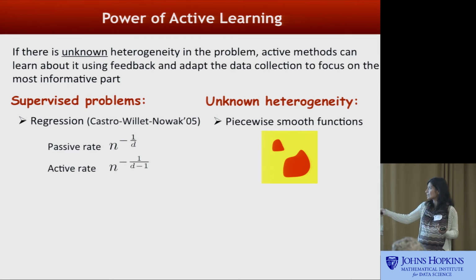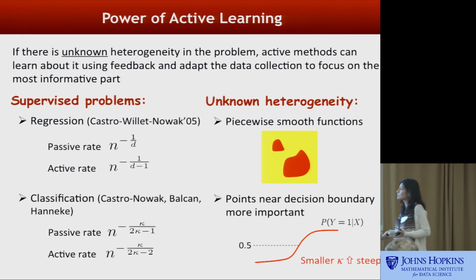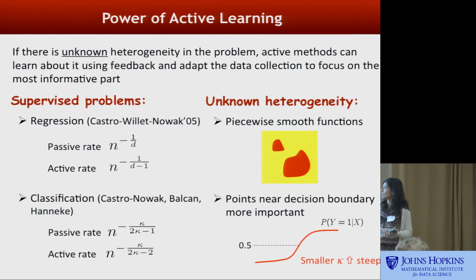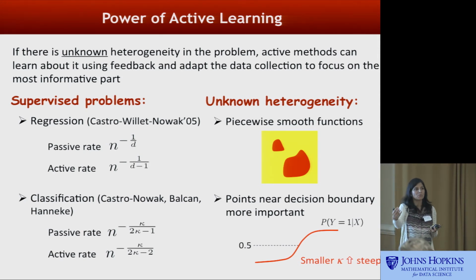And another natural, like this might seem a little constrained. When do you have piecewise smooth functions? A natural setting that comes up is classification. Think of this as one class, and this is another class. This is the decision boundary. Points near the decision boundary are more important than points away from it, and so people have shown results here. And again, the reason you need active is because you don't know the decision boundary a priori or these pieces a priori. So there's unknown heterogeneity.